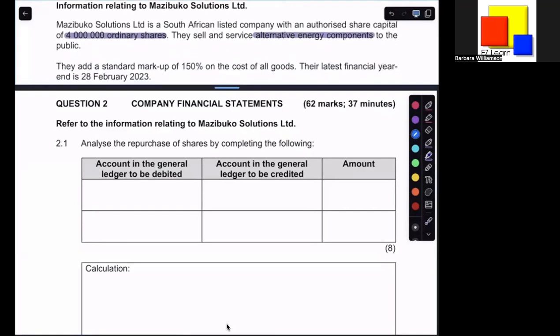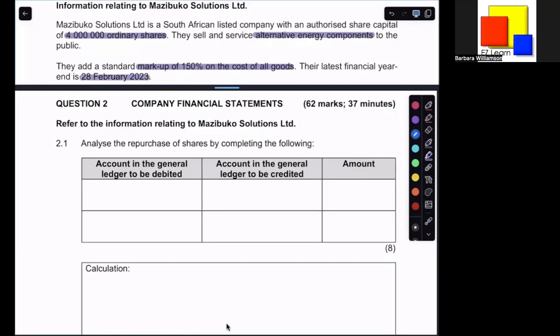They add a standard markup of 150% on the cost of all goods. Now that I'm going to want to definitely make a note of. You can either use your calculation triangle or you can actually go and put it straight into the statement of income if there is one. We'll see that in a minute. Their latest financial year end is 28th of February 2023.